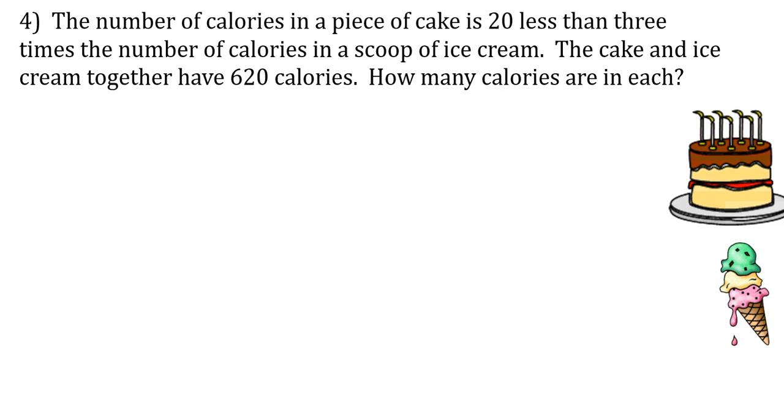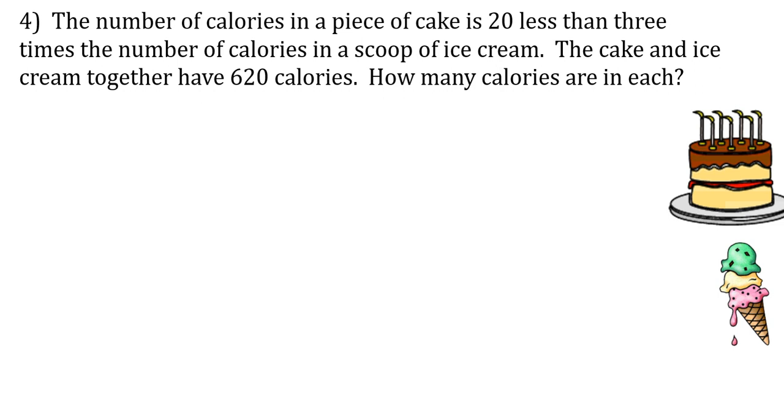Let's take a look at another scenario. The number of calories in a piece of cake is 20 less than 3 times the number of calories in a scoop of ice cream. The cake and ice cream together have 620 calories. How many calories are in each?